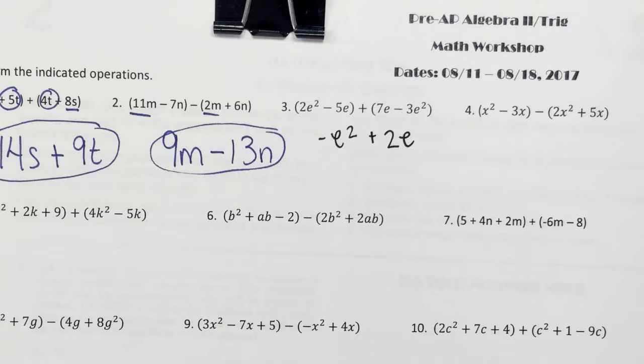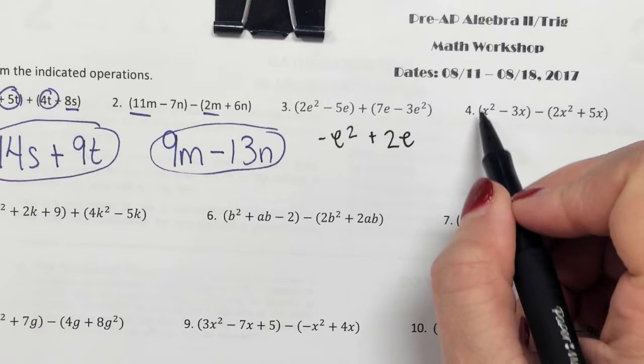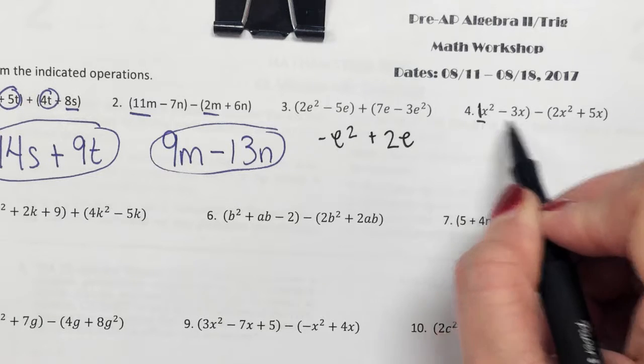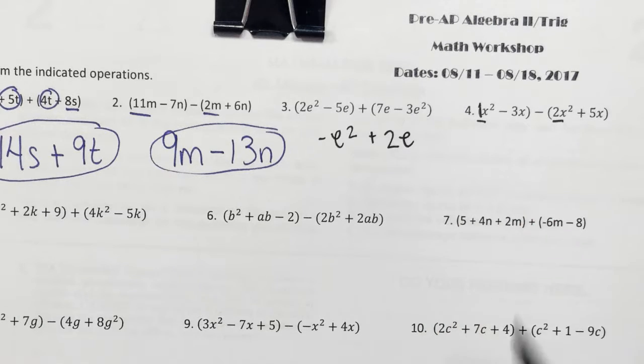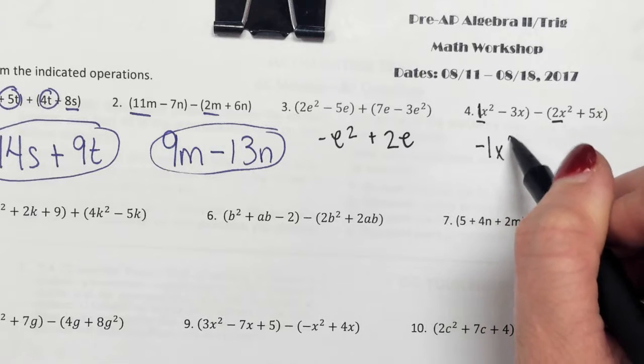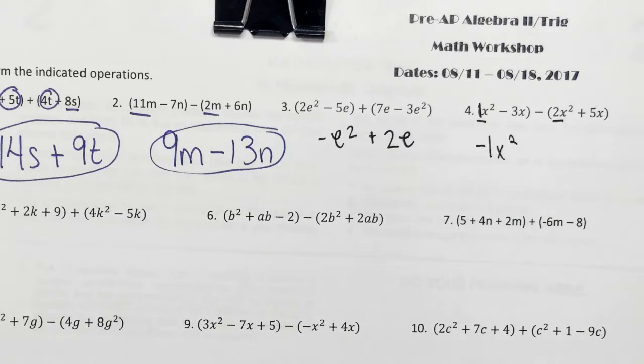All right, number 4. What do you got? The x squared is very good. What number's right here? 1. So you got 1 minus 2. What is 1 minus 2? Negative 1x squared, right? Don't touch the exponents when you're adding and subtracting.